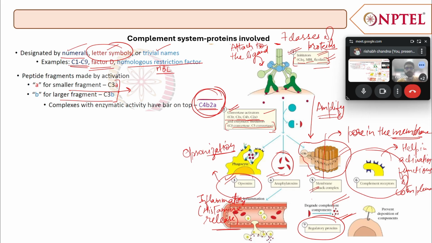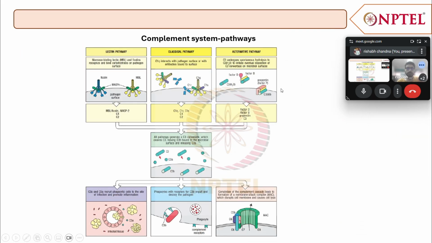Okay, so let's move forward. Now, there are majorly three pathways through which the complement system activates. First is the lectin pathway. The lectin pathway starts with mannose binding lectin and the ficolins. These two proteins basically recognize the carbohydrates on the pathogen surface. The bacteria, for example, have certain carbohydrate moieties on their surface.